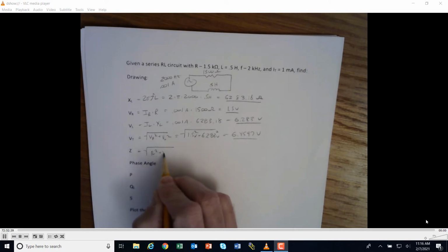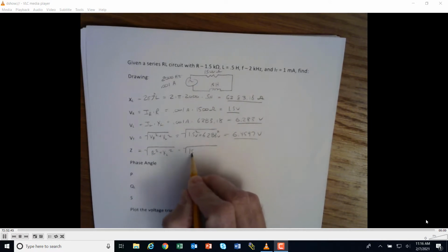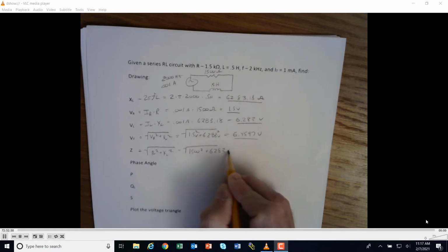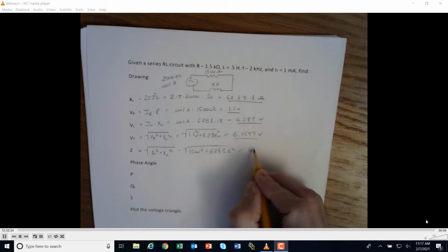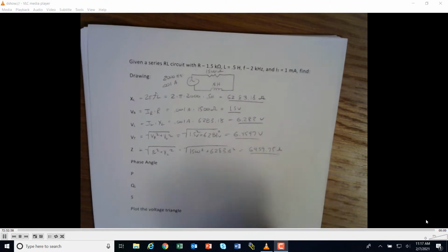My total impedance is going to be the resistance here that's measurable, squared, plus the inductive reactance squared, and we'll take the square root of that. So this is going to be the square root of 1,500 squared plus 6,283.18 squared. And if you run those numbers right there, you take the square root of it, you get 6,459.75 ohms. Okay.